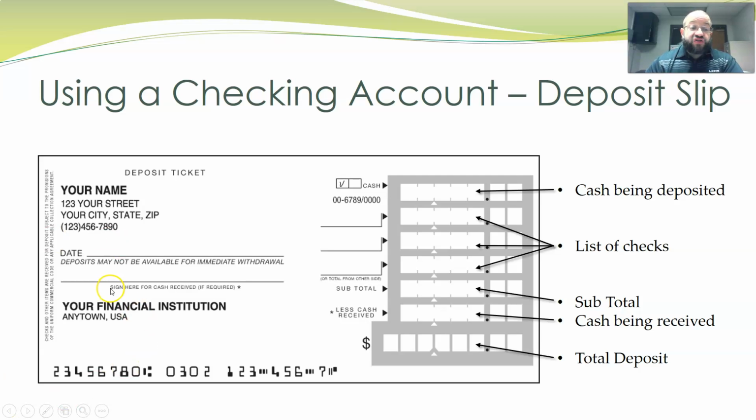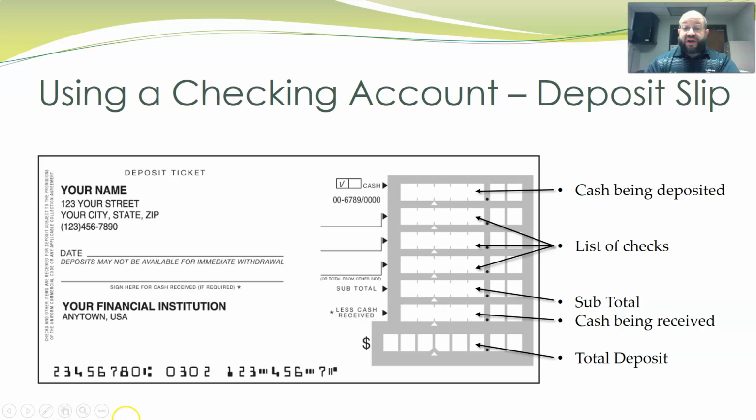Now notice here it says sign here for cash being received, okay? Cash received if required. So if you're not receiving cash, you don't need to sign there. However, if you are receiving cash, you do need to sign there. Why? That's their rules, right? Additionally, some banks will take deposits from somebody who's not you, okay? As long as it has your information on there, and that is a protection for them, okay? They'll be glad to put money into the account for you, not always putting out. But that depends on the bank, all right?